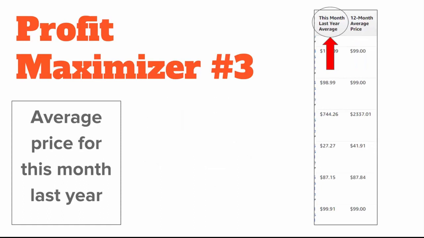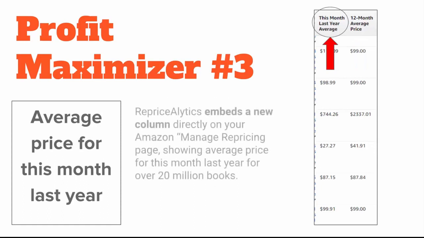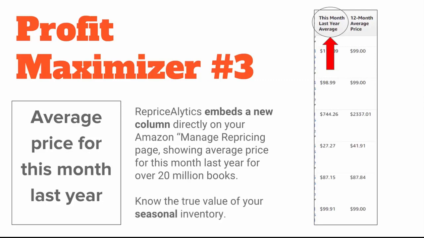Profit maximizer number 3, the average price for this month last year. So RepriceAlytics embeds another column directly on the Amazon repricing page that shows you the average price that an item was selling for this month last year, which reveals the true value of books that have seasonal demand, such as textbooks whose prices go up a couple times a year, or books whose prices spike during Christmas time, etc. So this allows you to know the true value of your seasonal book inventory.